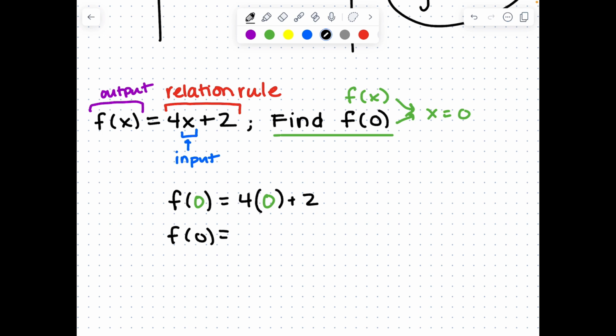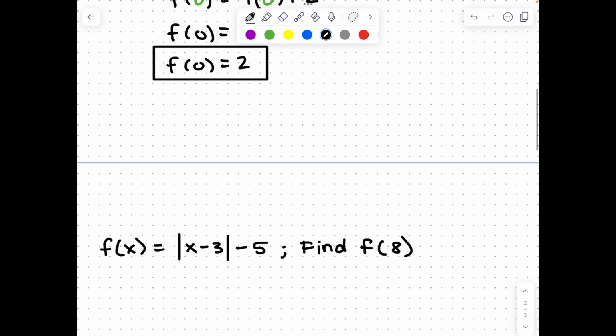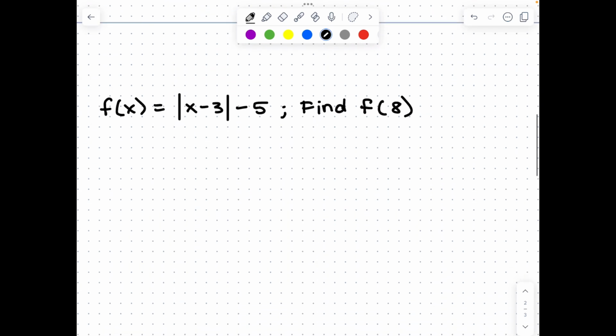So I do 4 times 0, 0. 0 plus 2 is 2. So they wanted us to find f of 0. It turns out f of 0 is 2, which really means the output of this function when the input is 0 is 2. We have a couple more examples we're going to do, but really all this is asking you to do when it says evaluate the function is substitute whatever it gives you here into the input value there.